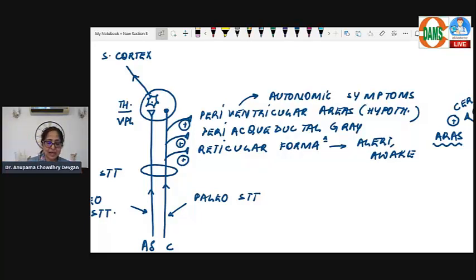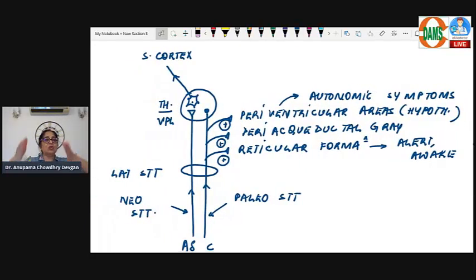Look at A delta. A delta straight away goes into the thalamus, no collaterals to any area, fast pain, right? Straight to the thalamus, from the thalamus to the sensory cortex. C fibers, slow pain, give collaterals to a number of areas: reticular formation, periaqueductal gray, periventricular areas of hypothalamus, and terminate in the thalamus itself. Right? This is the difference between A delta and the C fibers.